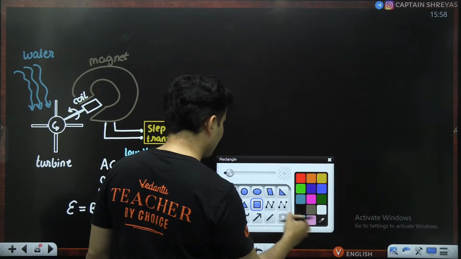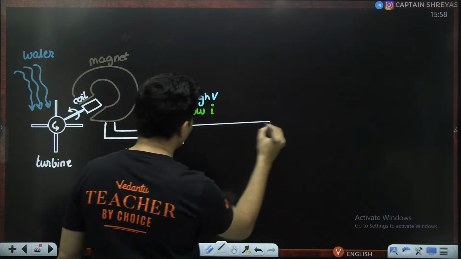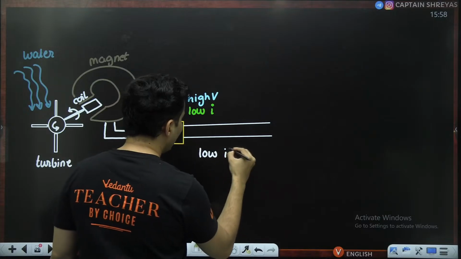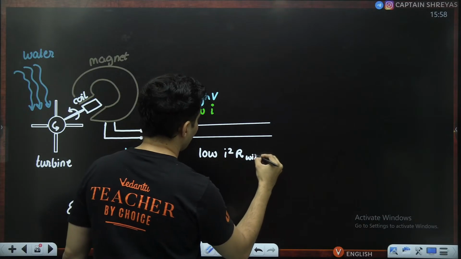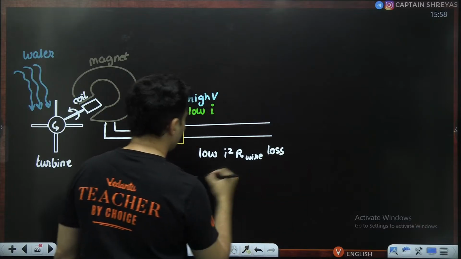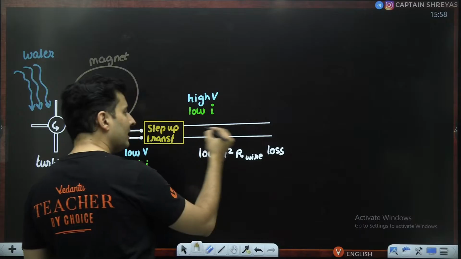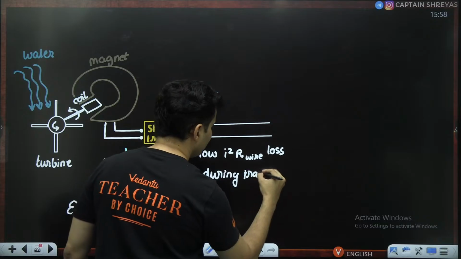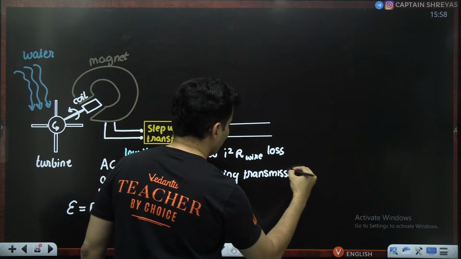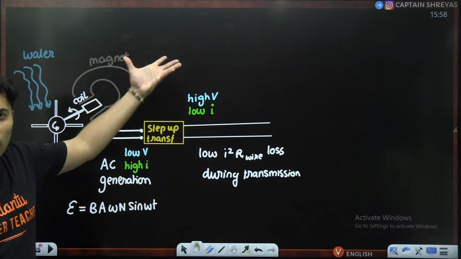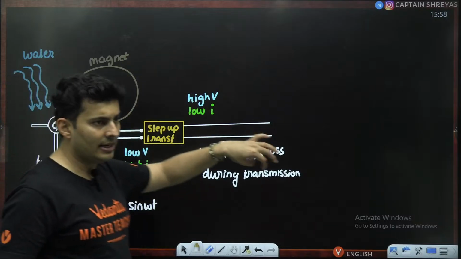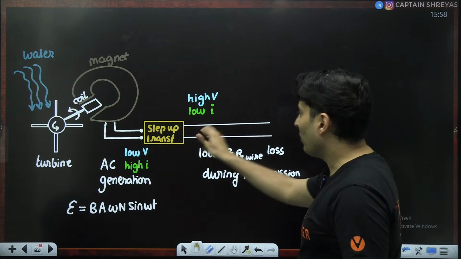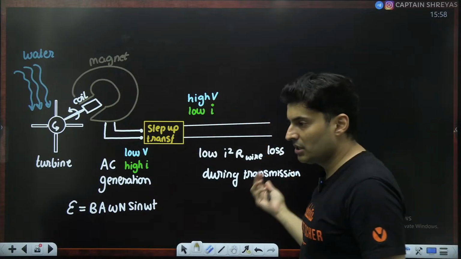So now this low current will have very low I squared R loss in the wire. There is very low power loss in these wires during the transmission. The voltage is pumped up. As a consequence, the current comes down because everything can't be increasing. And once this happens, you cannot expect such a high voltage in your house.